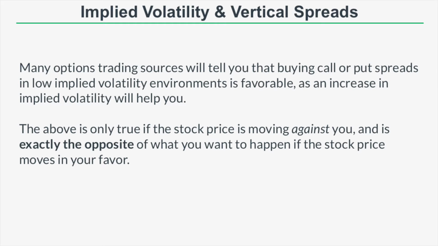Now, with that said, there is a time in which an increase in implied volatility will actually be a good thing for your position, and that's only if the stock price is moving against your spread. So, for example, if you buy a call spread and the stock price decreases, then an increase in implied volatility will actually dampen the losses on that spread. But if implied volatility increases and the stock is moving in favor of your spread, you'll actually be worse off. And we're going to go through some examples to show you exactly how this works and why that is.